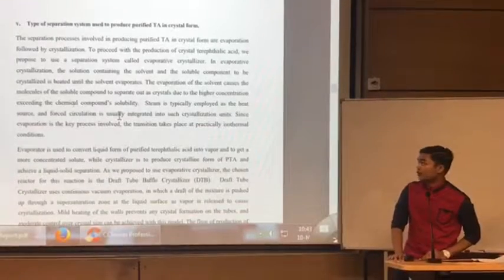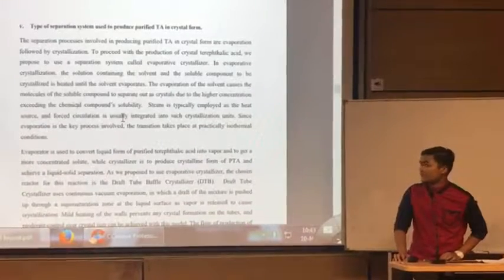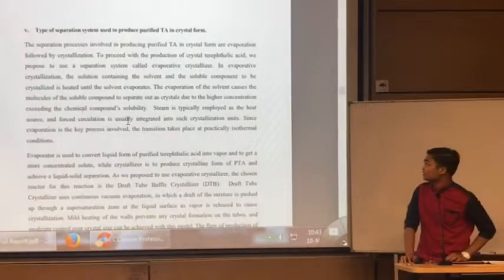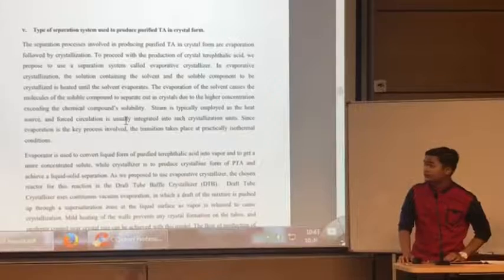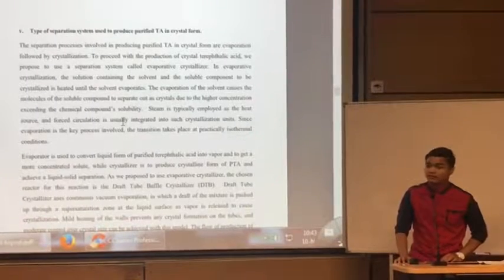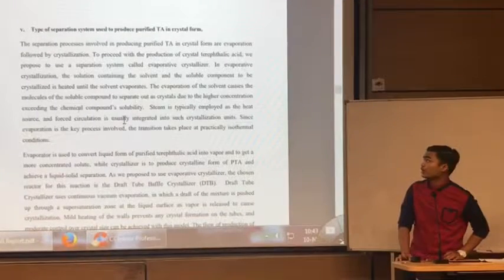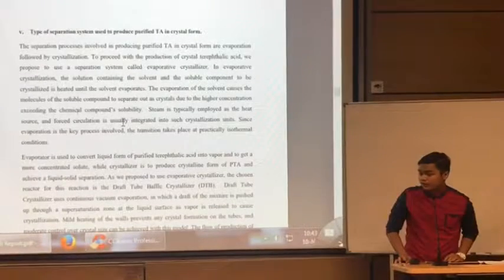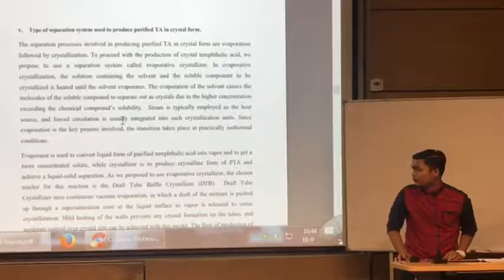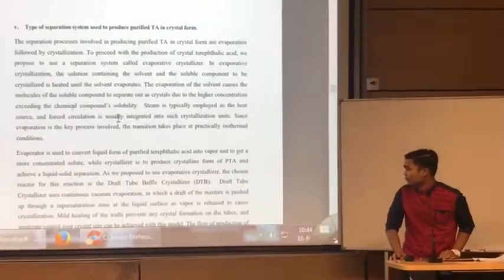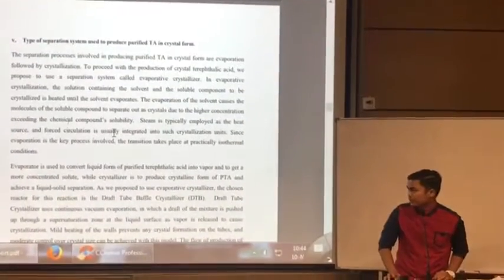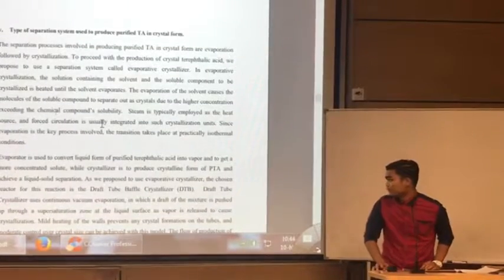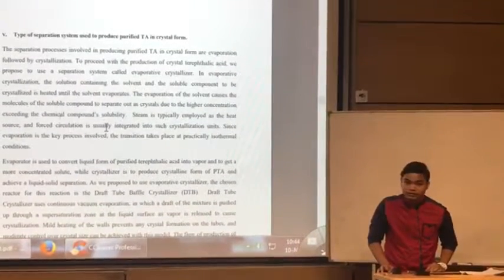So we move on to our next section, the type of separation used to produce purified TA in crystal form. Basically, there are two separation processes involved in producing TA in crystal form. First is evaporation and crystallization. The evaporator is used to convert the liquid form of purified terephthalic acid into vapor and to get a more concentrated solid, while the crystallizer is to produce the crystalline form of PTA and to achieve a liquid-solid solution.